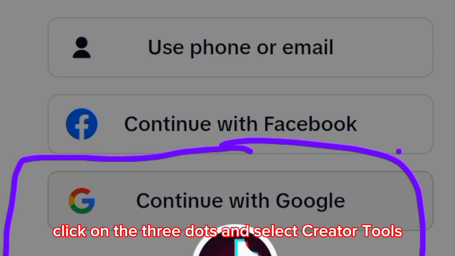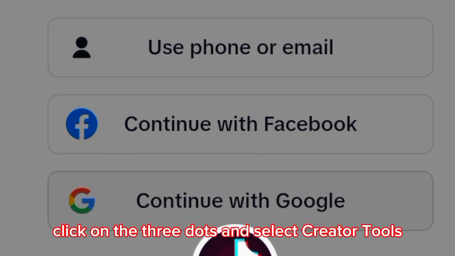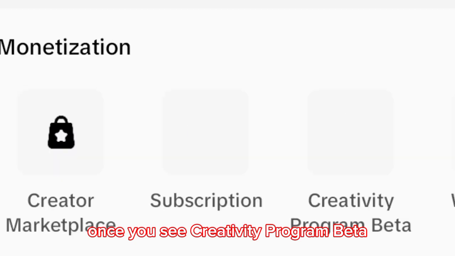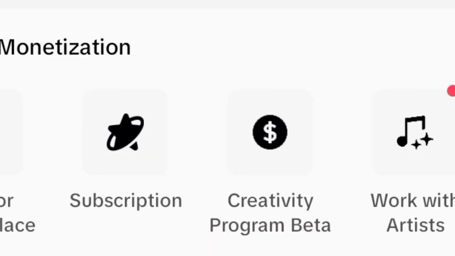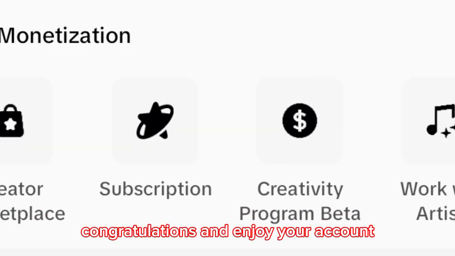After logging in, click on the 3 dots and select Creator Tools. Once you see Creativity Program Beta, congratulations and enjoy your account.